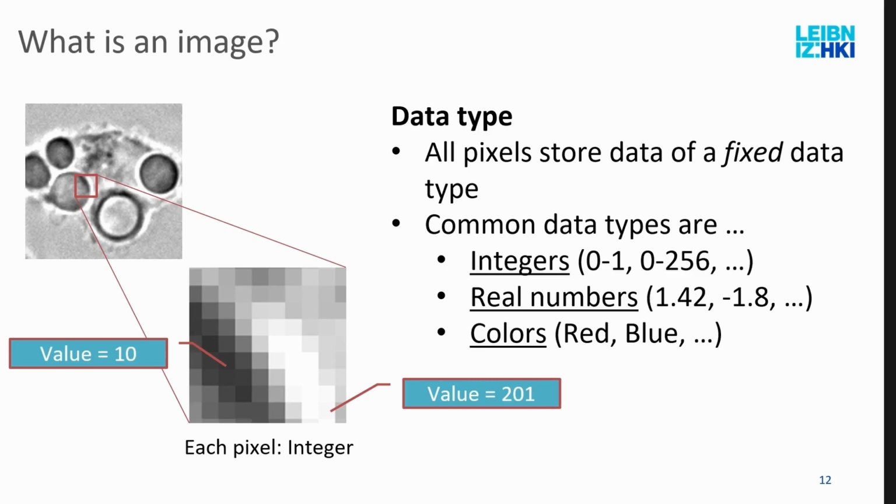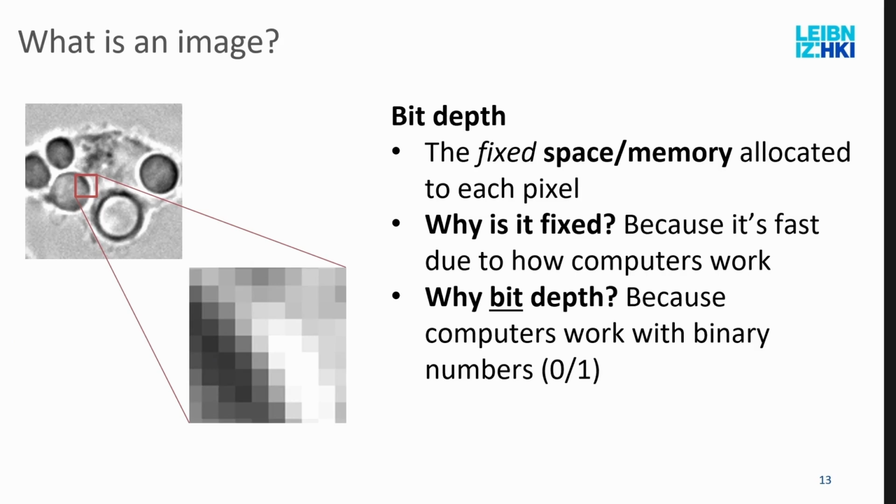And then also very common are images that store colors that you see on your screen. These are colored images. And here in this example, if you take this pixel out here, this has the value 10. And then a bright pixel, a high value like 201, in this 8-bit integer image. So what is then this bit depth?